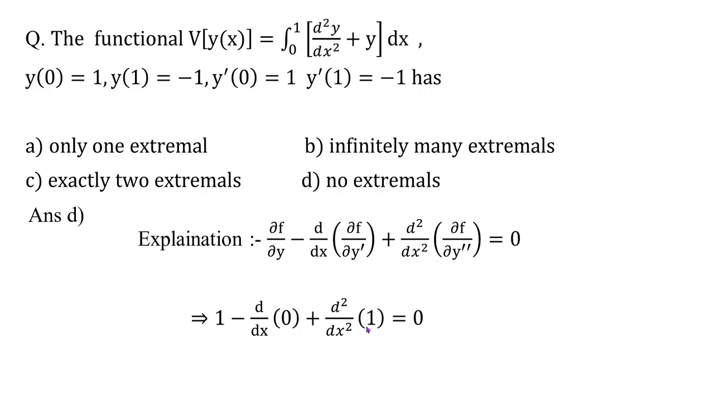Y double dash is 1. So again, if I differentiate this constant term with respect to x, what do we get? We get 1 equal to 0, which is not possible, completely absurd. So when this situation arises, it means the functional has no extremal. Hence option D is the correct one.